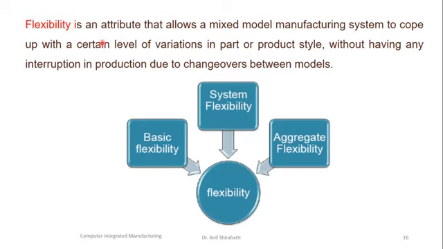Flexibility is an attribute that allows a mixed model manufacturing system to cope with a certain level of variation in the parts or product style without any interruption in production due to changeover between the models. So flexibility is what flexible manufacturing defines. This is possible using three parameters: basic flexibility, system flexibility, and aggregate flexibility. All these three types of flexibility we will be studying in more detail in the next class.